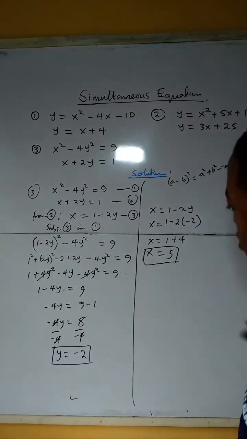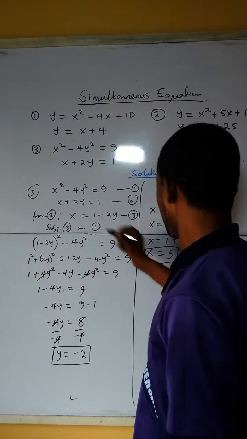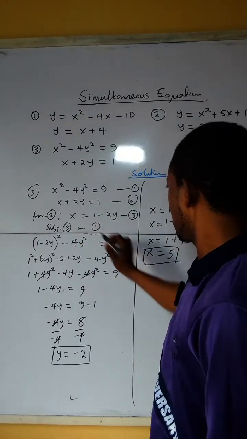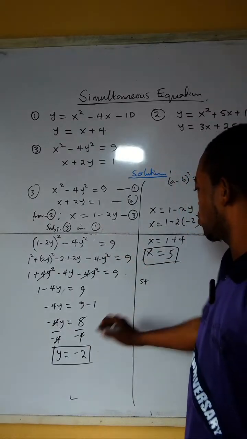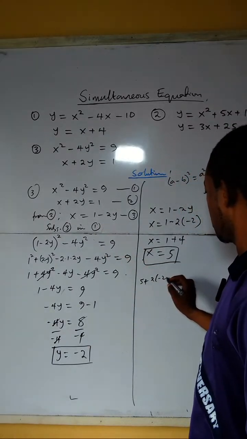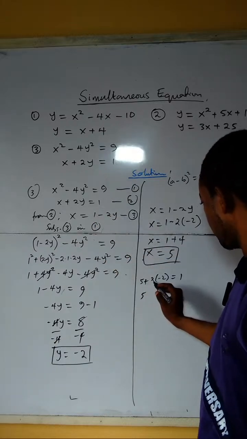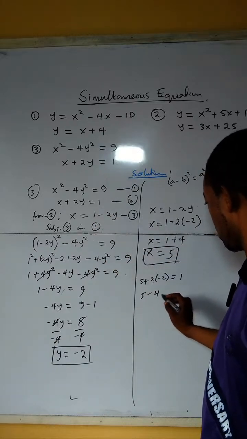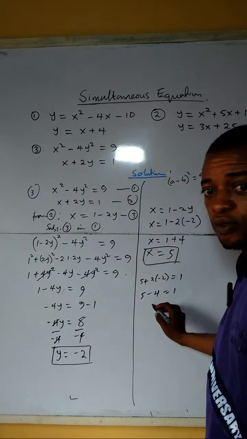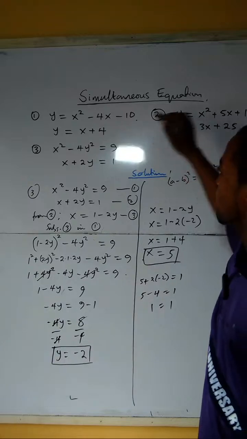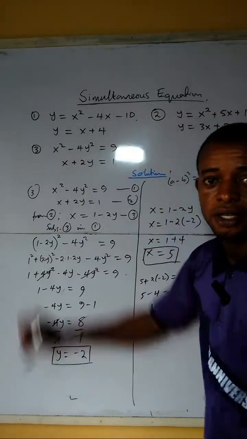So we can check from equation 2, when x equals to 5, this becomes 5 plus 2 times minus 2, and is equals to 1. This is 5, and this becomes minus 4 is equals to 1. 5 minus 4 is 1, which equals 1. Then we have solved these 3 problems in this particular class.